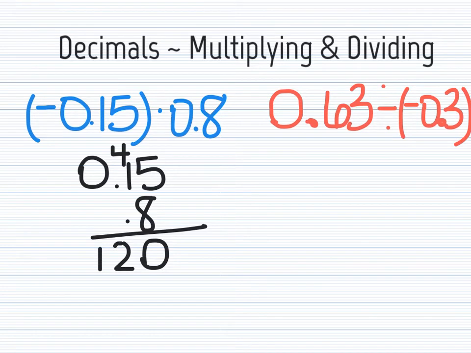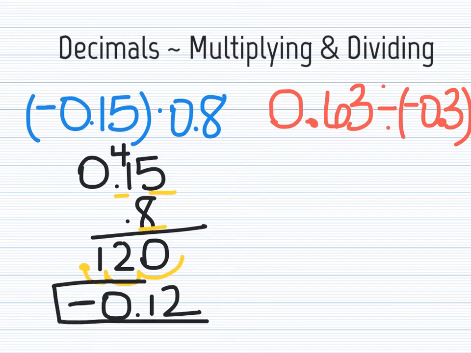Then I go back and I count. There is 1, 2, 3 places with a decimal in the problem. So I have to move my decimal back 3 places. So I'm going to rewrite my answer as 0.12 because I don't need that extra 0 on the end. And I go back and check, and there is 1 negative in the problem, which makes my final answer negative. So that would be negative 12 hundredths.